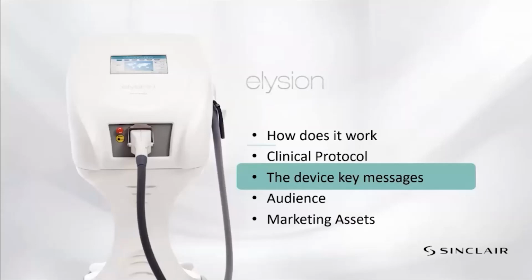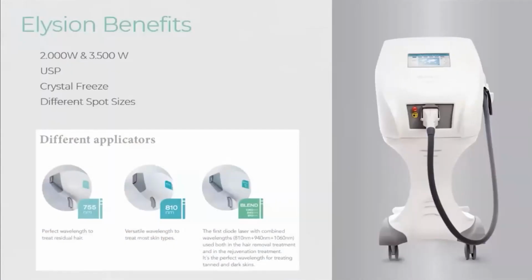Okay, so now that we understand the clinical side of the lesion, we're going to talk about the key messages. The key benefits that we highlight are that we have 2 different devices with 2 different powers and of course different prices. This is something that we highlight. Of course, the 3,500 is the one that we recommend because it has more power and it will have better results: the ultra short pulse, the crystal freeze, and the different spot sizes that we have.